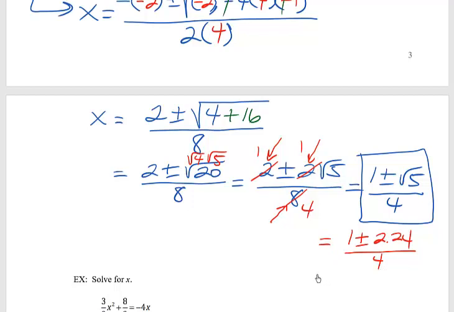Of course, really there'd be 2 answers. I would have to do 1 plus 2.24 and then divide that answer by 4, and 1 minus 2.24 and divide that answer by 4. Here's what I got. You should make sure you are getting the same thing.